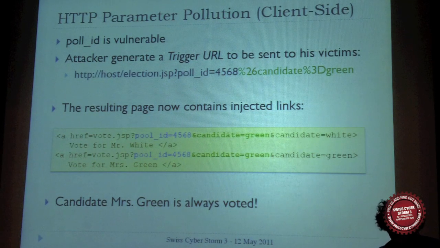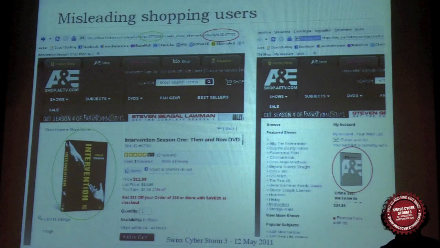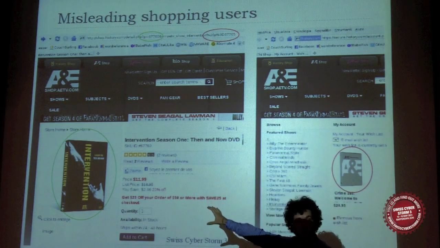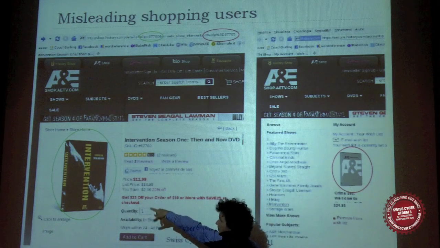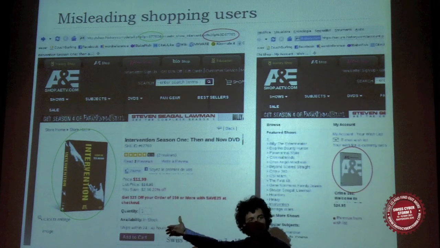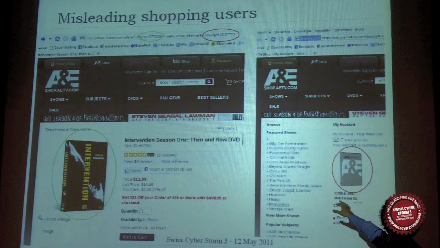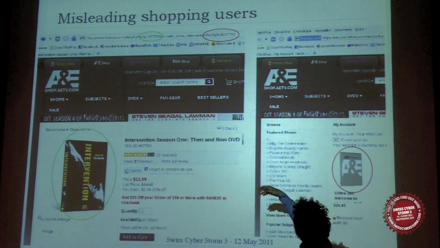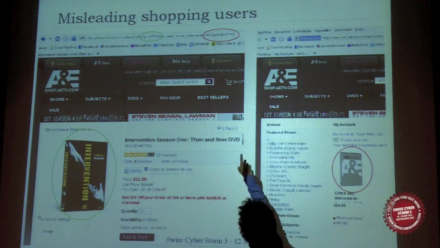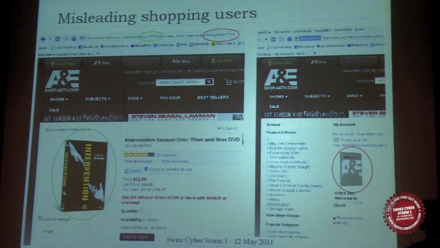Okay, so these 10 minutes were about HTTP parameter pollution. This is an example that we found. This page is a page that the victim sees. When the victim wants to buy this product, when clicking here, instead of buying this product, the victim ends up buying a different one.